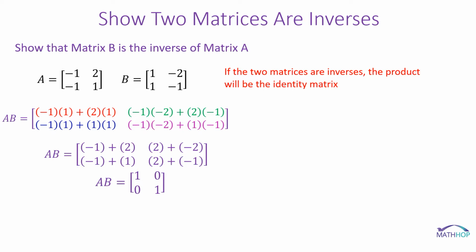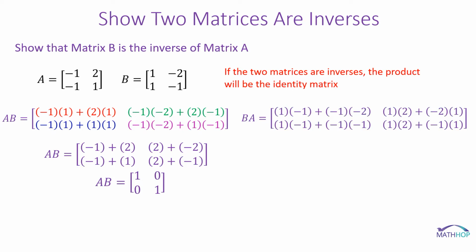All right, let's try the product of B times A. Remember, top left, you're going to do top row times left column. So 1 times -1 plus -2 times -1. Remember, top right is top row, right column. So 1 times 2 plus -2 times 1. And moving right along, you see the pattern.